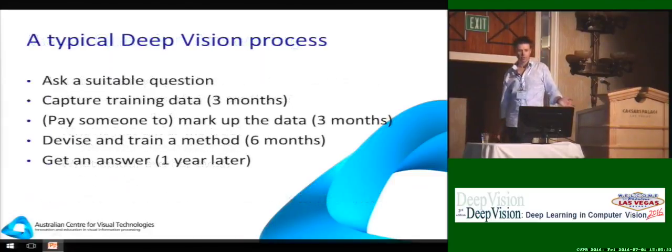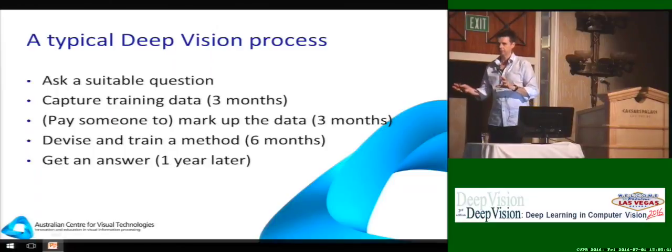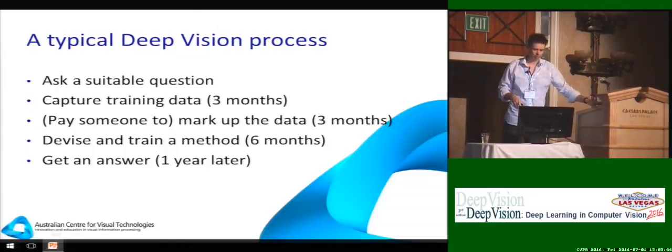The typical deep vision process is you come up with a question, which is a real piece of engineering, right? You're trying to figure out what's going to be publishable and all this sort of stuff. You generate the right set of training data, which might take you some months. You mark up that data, which will take even more months. You come up with a method to answer the question that you've come up with, and that's going to take you more months, and you get an answer, and it's a year later. It's a year since you asked the question, right?